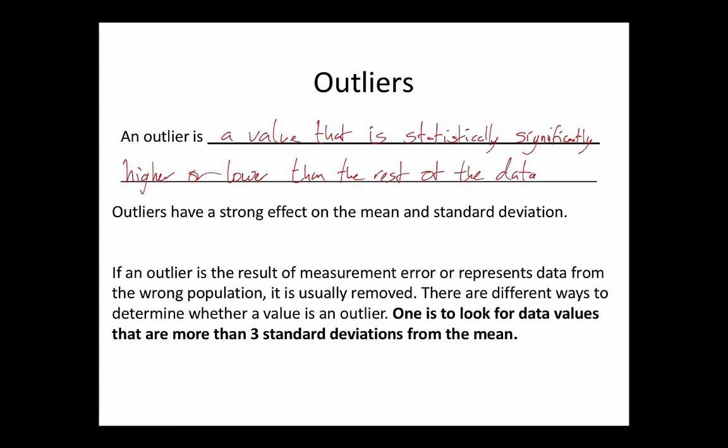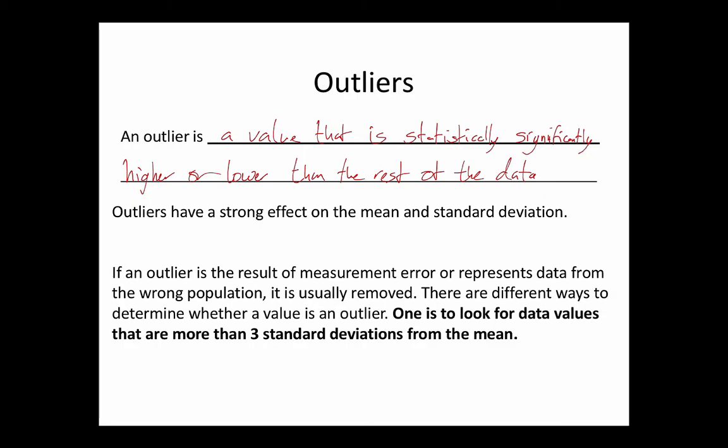Now, outliers always have a strong effect on the mean and standard deviation. It's always going to affect the standard deviation by making it larger. Standard deviation in general is going to talk about how far apart the data is spread. Now, the mean is going to go up if it's a high outlier, and the mean is going to go down if it's a low outlier.